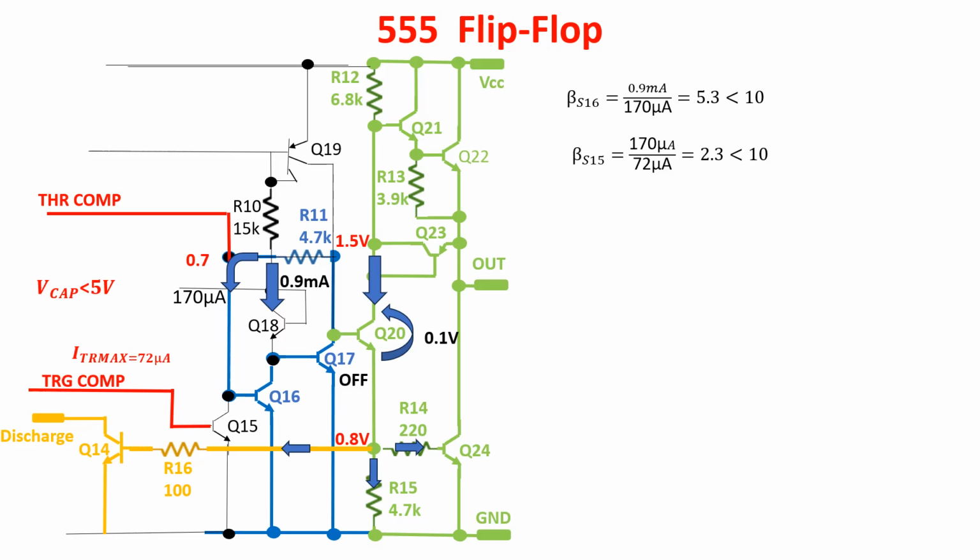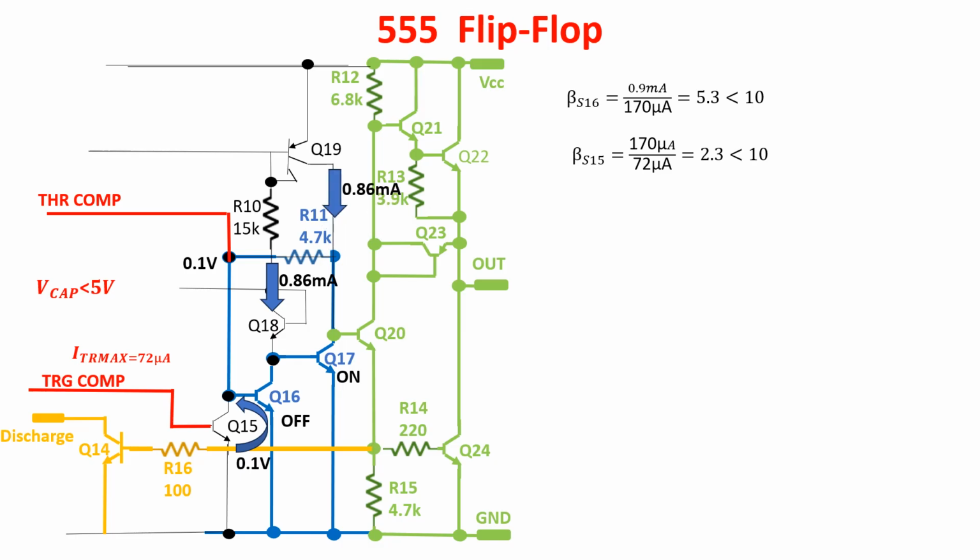If Q15 is in saturation, its collector-emitter voltage is 0.1 volts and Q16 is switched off, letting the base of Q17 go up to 0.7 volts. Now the current flowing in R10 becomes 0.86 milliamps and it goes into the base of Q17, forcing it into saturation, because its collector current is the same 0.86 milliamps copied by Q19 in this branch.